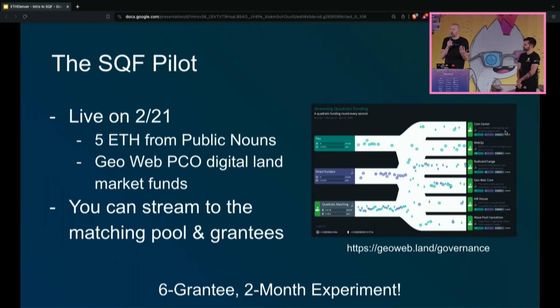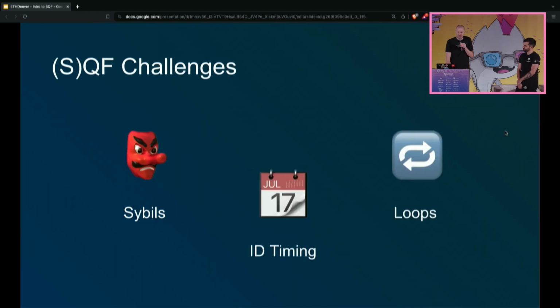It's basically our governance protocol now on the GeoWeb. So you can log on to geoweb.land/governance and help us make these decisions about where the funding goes. And yeah, so we're going to run this experiment for about 2 months. It could have been open-ended, but this is the first one. We did a small trusted group of grantees, just 6, to see how it goes, but we are very excited about where to go next.